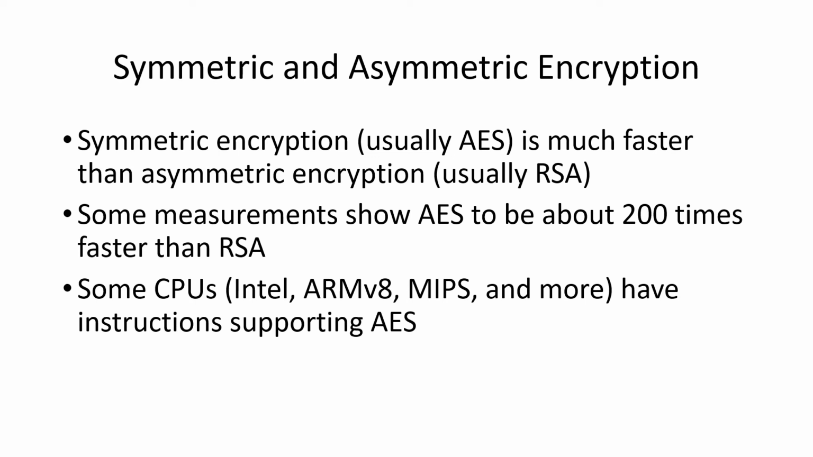Now, one of the big reasons we have the TLS protocol is that there's a significant performance difference between symmetric and asymmetric encryption. Symmetric encryption, or private key encryption, which is usually AES, is much faster than asymmetric encryption, or public key encryption, which is usually the RSA algorithm. Some measurements show that AES is about 200 times faster than RSA. Also, several CPUs, including the Intel x86 and 64-bit versions, contain hardware to speed up the AES algorithm.